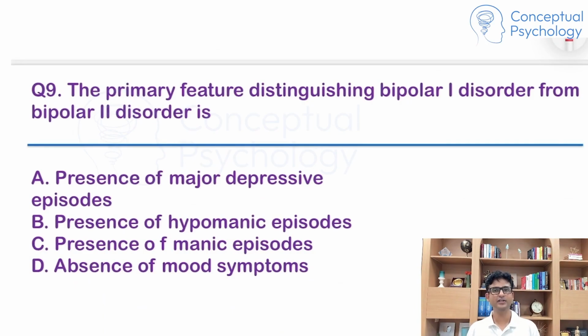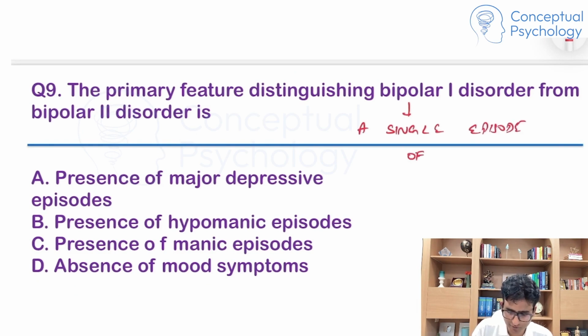The primary feature distinguishing bipolar 1 disorder from bipolar 2 disorder is. So what is bipolar 1 disorder? If a patient develops even a single episode of mania, a single episode of mania is enough to make a diagnosis of bipolar 1. These patients usually have episodes of both mania and depression, but even a single episode of mania is enough to make a diagnosis of bipolar 1.